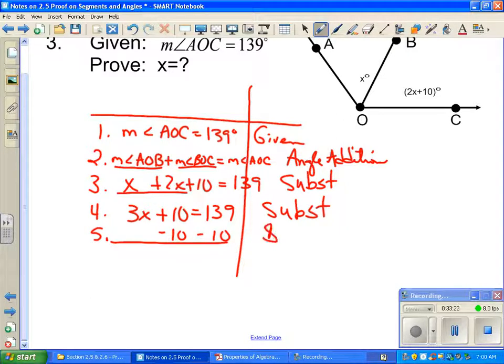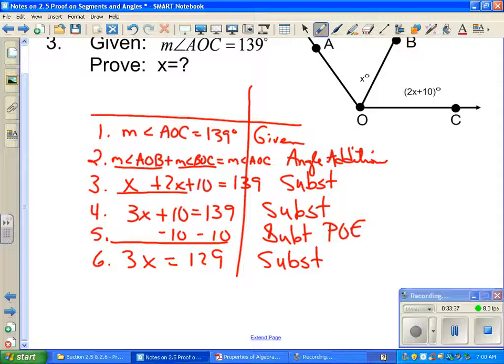That would be subtraction property of equality. And that will give me 3x equals 129. And that is substitution because we've put in the answer for what 139 minus 10 is. Now we know we divide to get rid of multiplying, so let's divide by 3. Division property of equality. And show the answer for dividing by 3.